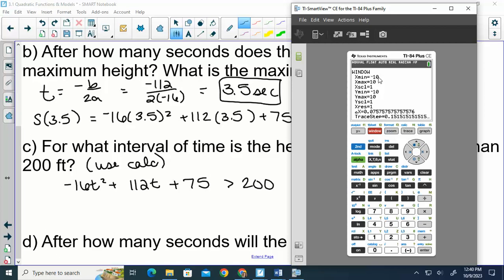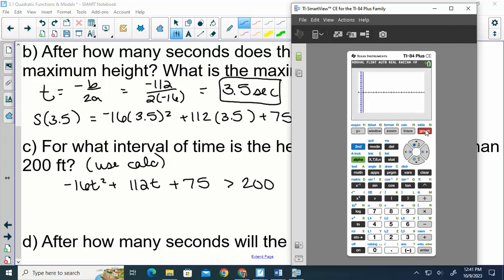So now if we go to window, we're trying to find out when it equals 200. So I'm going to make my y max something bigger than 200. So maybe I want to do 250. And then right underneath that, it says YSCL, or XSCL. That's what your calculator is counting by. So counting by ones, if I'm going all the way up to 250, might take a minute. I'm just going to count by tens to help speed up my calculator. The y's we may have to adjust. Let's just go ahead and look.